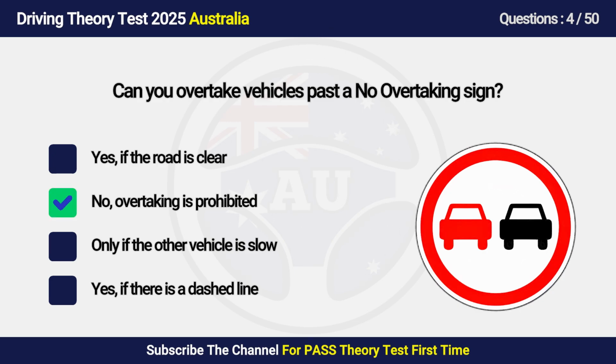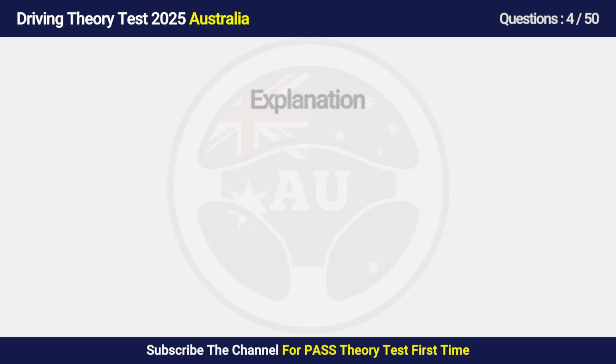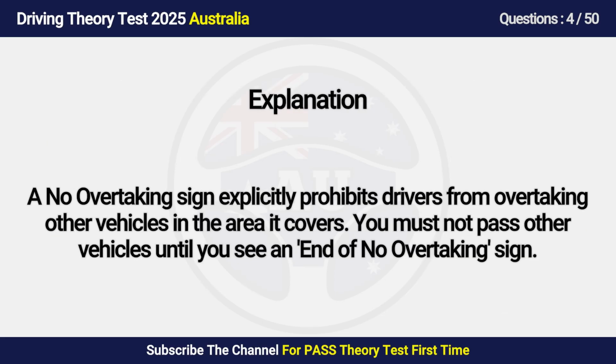Answer is B. No, overtaking is prohibited. A no overtaking sign explicitly prohibits drivers from overtaking other vehicles in the area it covers. You must not pass other vehicles until you see an end of no overtaking sign.